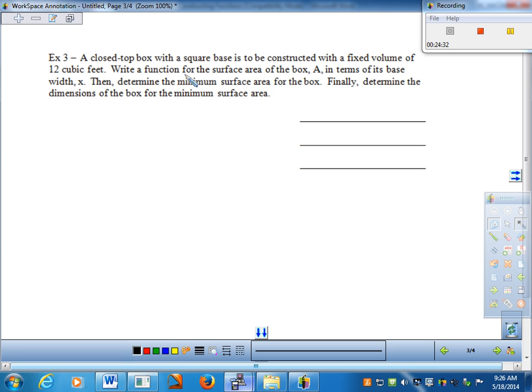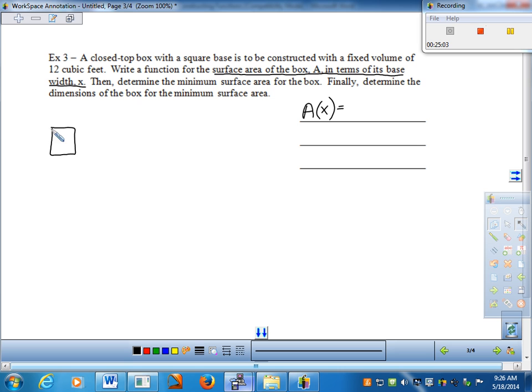Primary objective, write a function. So let's see, surface area of the box, and that's A in terms of its base width, and that'll be x. So right away, everybody, let's just get that notation in. A in terms of x. Perfect. Now this one, I think a diagram would really be beneficial here. So a little geometry would go a long way in this particular problem.